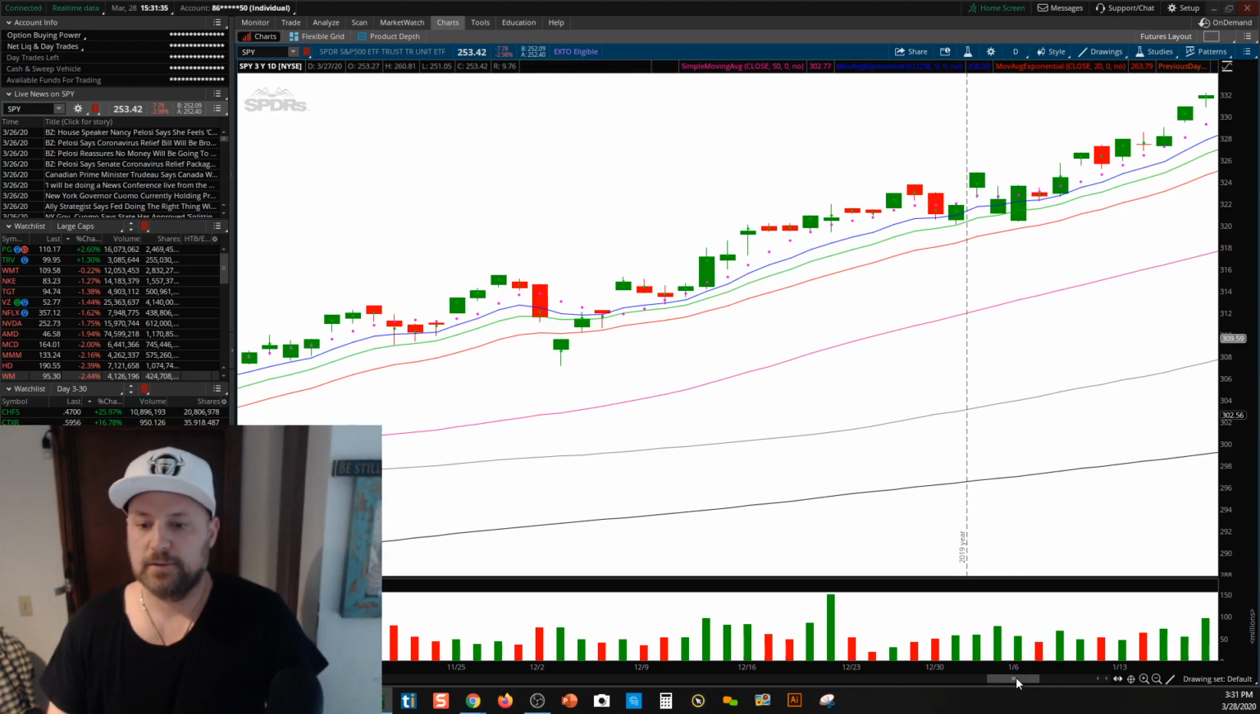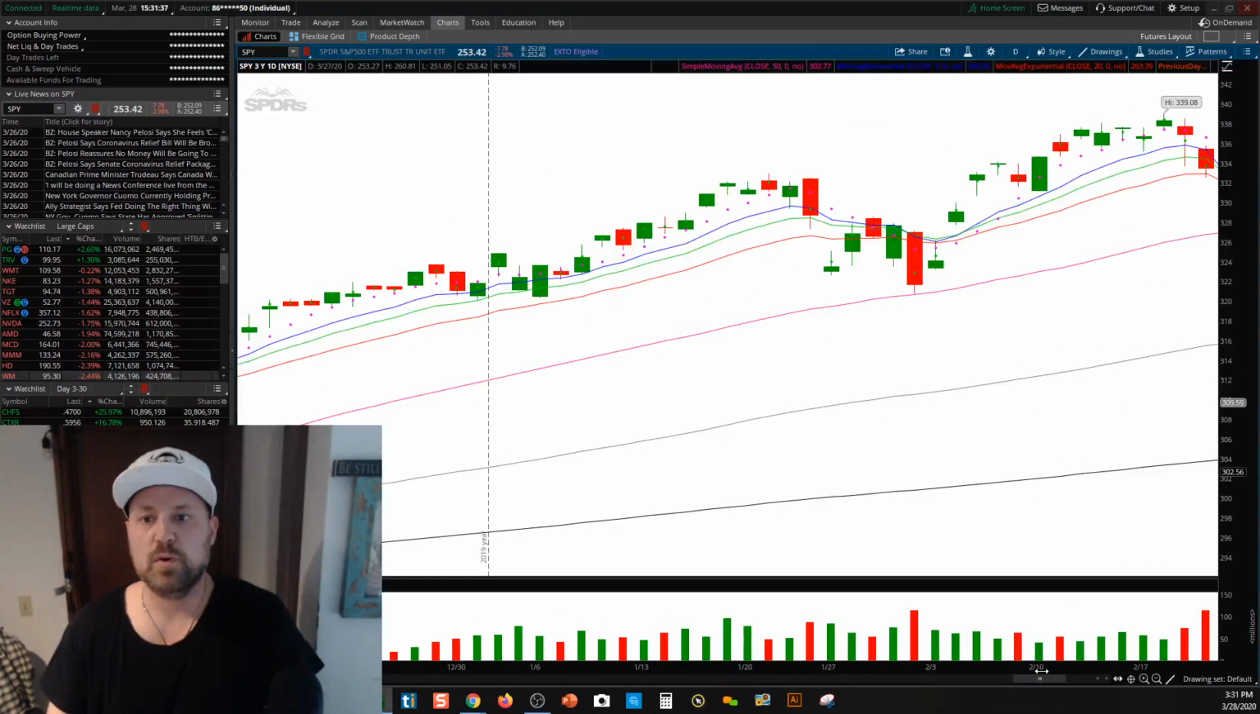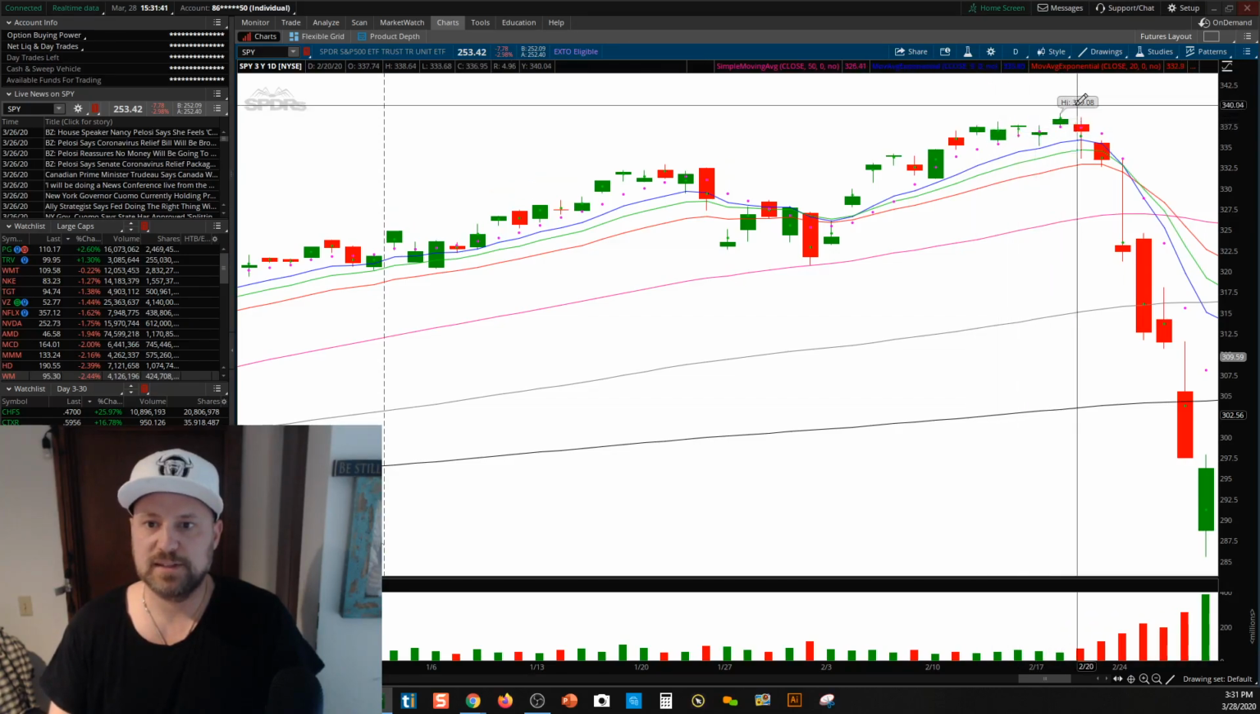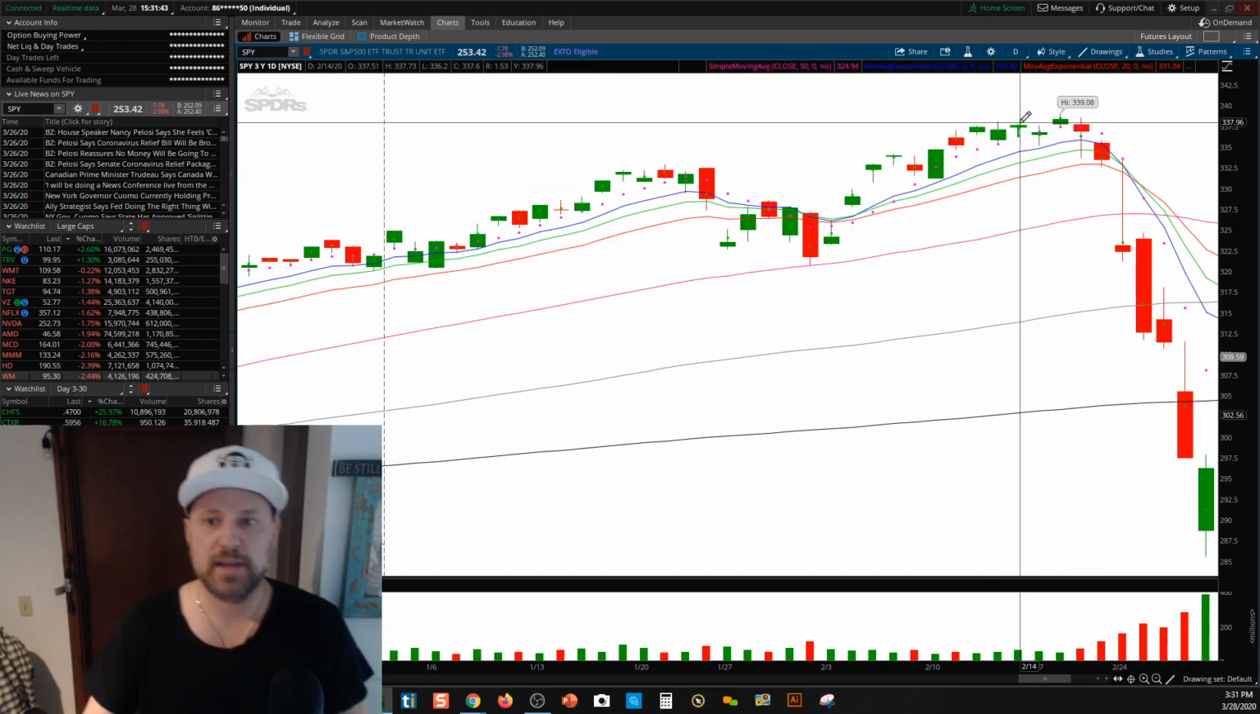And then this is where you can see the warnings, where price starts getting far away. You can see these spinning tops, these smaller candles.